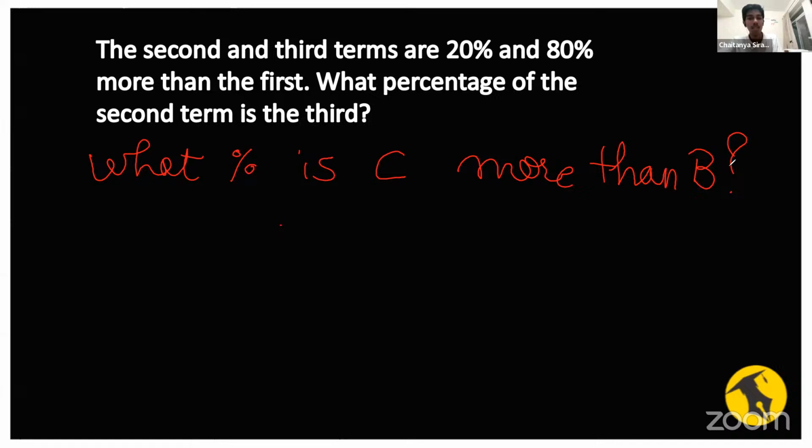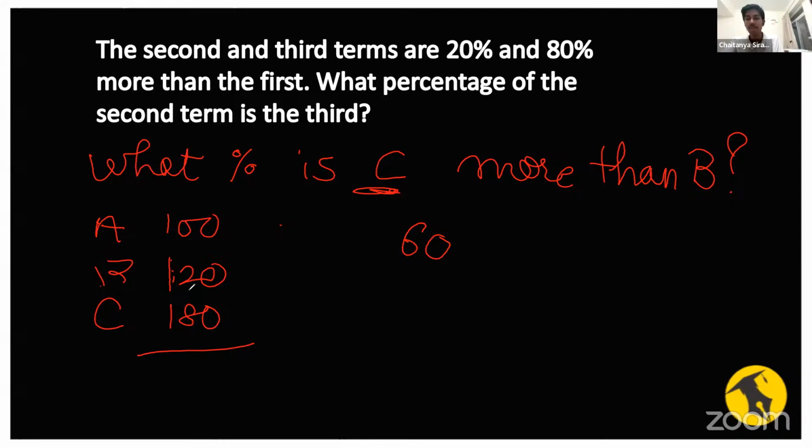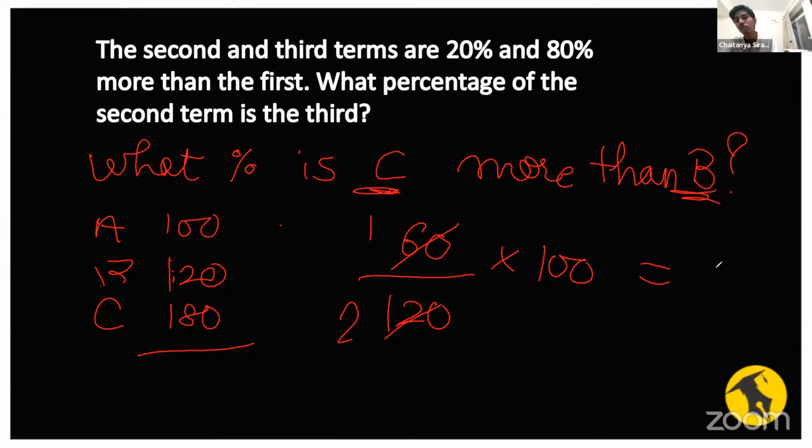So how do you solve this? You will have to take the difference. If you remember, my A was 100, my B was 120, and my C was 180. So here I have to find how much percent is C more than B. So I'll take the difference. It is 60, clearly 180 minus 120, more than B. So I have to divide by B into 100. So this is nothing but half, and we just saw half is nothing but 50%. All right, this was an alternate way they can ask questions.